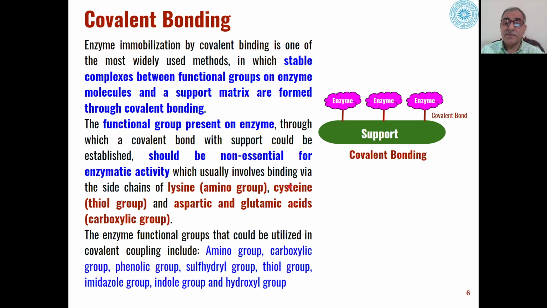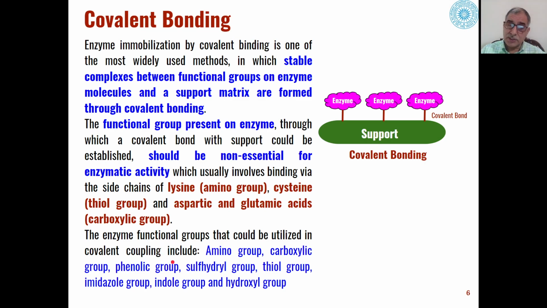In case of cysteine, it is the thiol group, the SH group, which is responsible for the enzymatic activity of the enzyme. Then in aspartic and glutamic acid active sites, it is the carboxylic acid group which is responsible for the enzymatic activity of the enzyme. So that means in case of lysine or cysteine or aspartic acid, these groups should not be used for forming a covalent bond between enzyme and the support, because these are catalytic groups which are responsible for the activity of the enzyme.